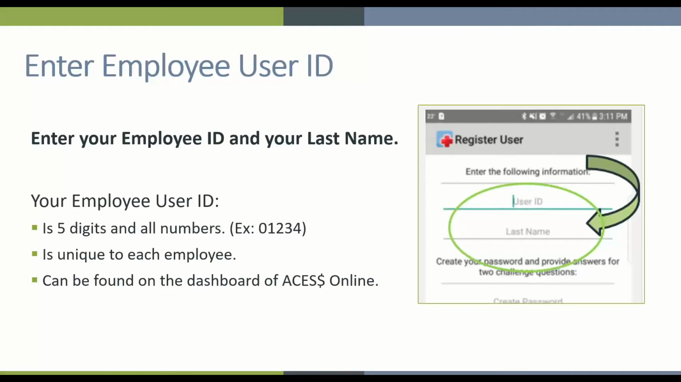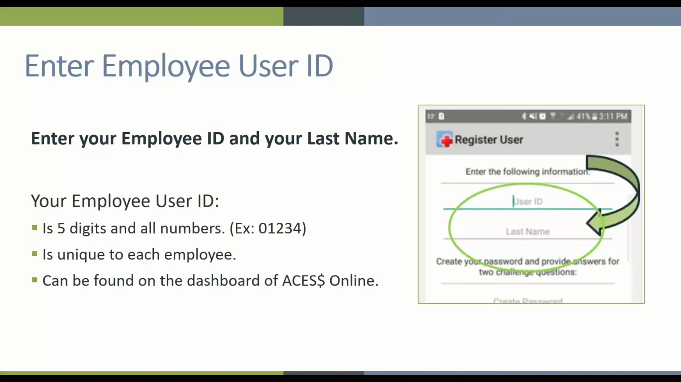Now, who are you? What is the employee's user ID and last name? Your employee user ID is 5 digits. It's all numbers, so 0, 1, 2, 3, 4, for example. It is unique to each employee, and it can be found on the dashboard of Access Online. When the employee logs into Access Online, you will see an EVV user ID right on your dashboard. You can also, of course, contact Access, and we will be able to provide that to you after you validate your identity. So employees enter their employee ID and their last name.